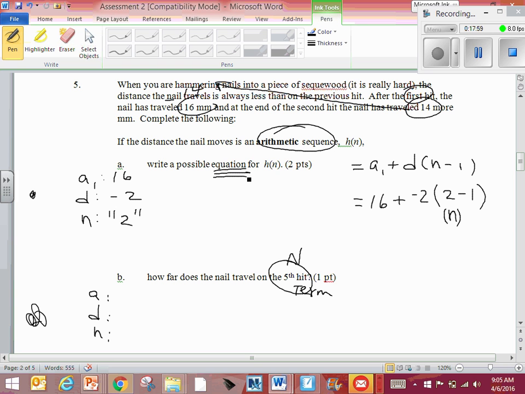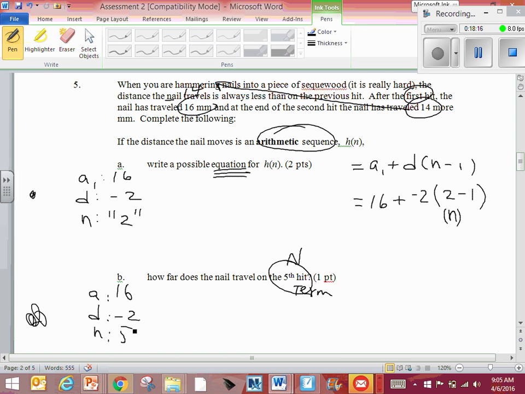Down here, write the formula again, but this time do it with a 5. We know A is the same, so the 16, we know who you are. The D, you're still the same D. And then your n happens to be a 5. Plug that in. We'll go on to the next problem and see what we can do from there.